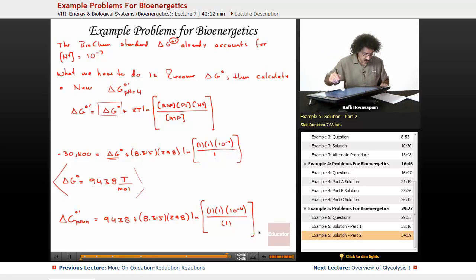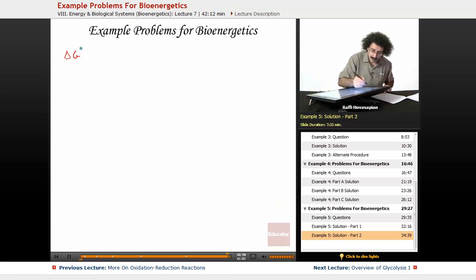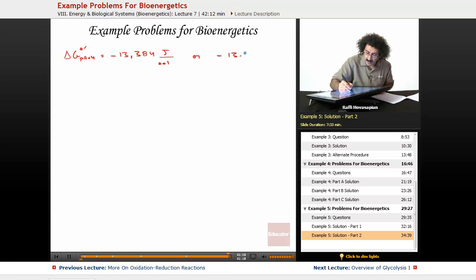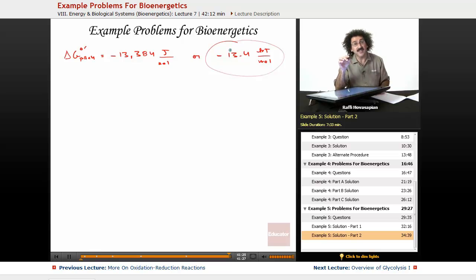When we run this calculation, we end up with the following number. Delta G standard for a pH equals 4 is equal to minus 13,384 joules per mole, or minus 13.4 kilojoules per mole. Notice, this has confirmed the fact that it is less exergonic than the negative 30.5. We knew what was going to happen qualitatively. Now we took care of it quantitatively. This confirms it. And that's it.